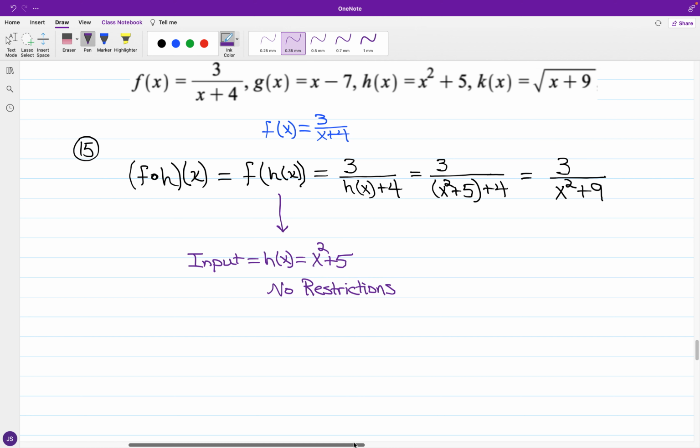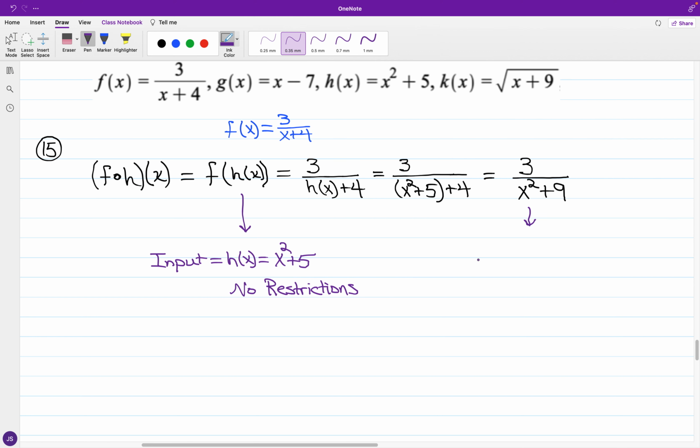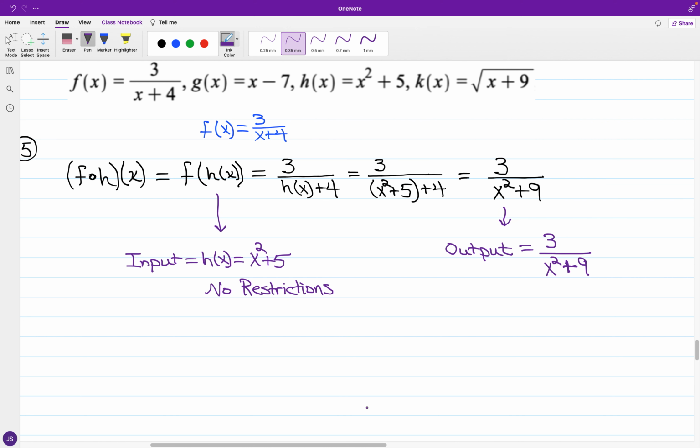Now for the output itself, we got a fraction, and we have 3 over x squared plus 9. If there were any restrictions, it is to keep x squared plus 9 from becoming equal to 0. So again, we want to avoid a 0 denominator. So you have x squared plus 9 cannot be 0.